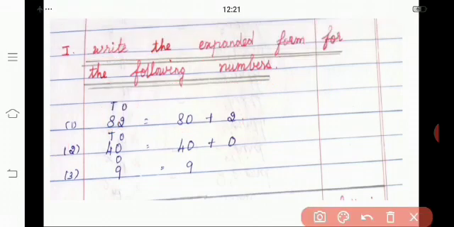Good. Our next example is 40. As well as we have to write the place value of each digit. Ones, tens. We should always start from the ones place. The next one we have to write the place value of 4. What is the place value of 4? 4 tens or 40. So we can write 40. Then put the 0 in ones place. So what is the expanded form of 40? 40 plus 0.